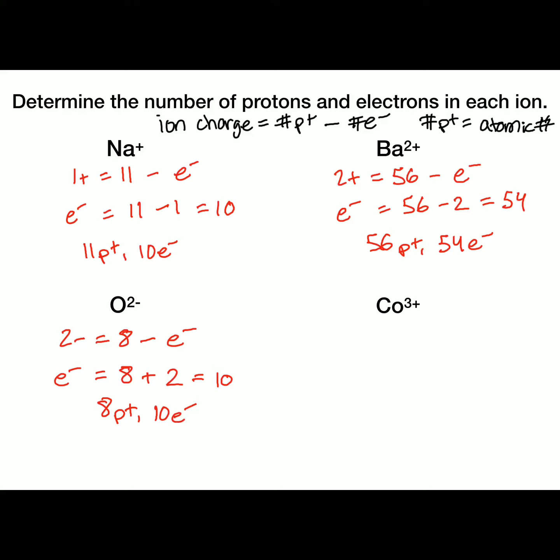Our last problem is the cobalt 3 plus ion. The cobalt element has 27 protons, since that is the atomic number. So we're going to fill in our equation. So we have 3 plus is equal to the atomic number or the number of protons, which is 27, minus the number of electrons. Now if we rearrange this equation, we get the number of electrons is equal to 27 minus 3, which is equal to 24. So our final answer is 27 protons and 24 electrons.